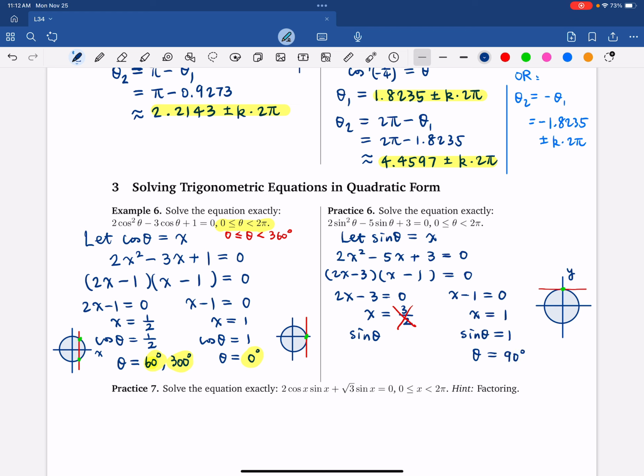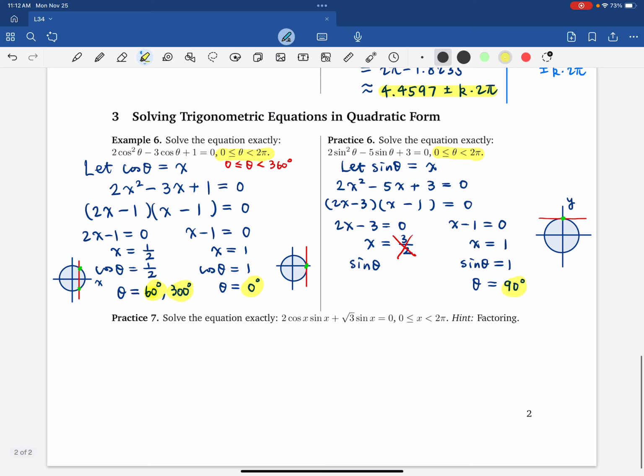And then before you box it, just double check the restriction. Our angle has to be between 0 and 360. So this is totally fine. We just have 90 degrees as the angle. You can also do pi over 2 if you write it in radians.